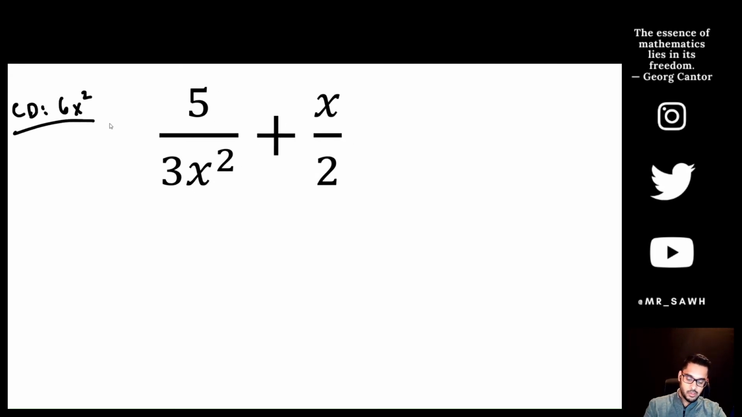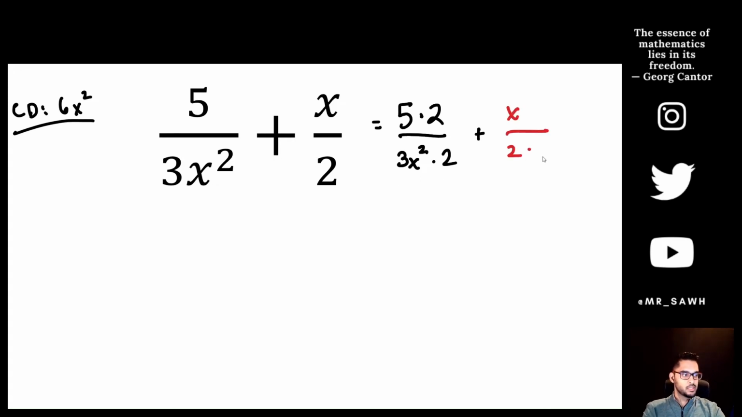So if I alter the first fraction a little bit, well, it's got a 3x squared on the bottom. I want to make it into a 6x squared. So I'm going to multiply the first fraction by 2, top and bottom, to make my denominator 6x squared. And if I do something similar to the second fraction, well, I've got an x over 2 this time. If I work with the denominator first, I want to turn that 2 into 6x squared, so I need to multiply it with 3x squared. Again, top and bottom, to keep that fraction equivalency.